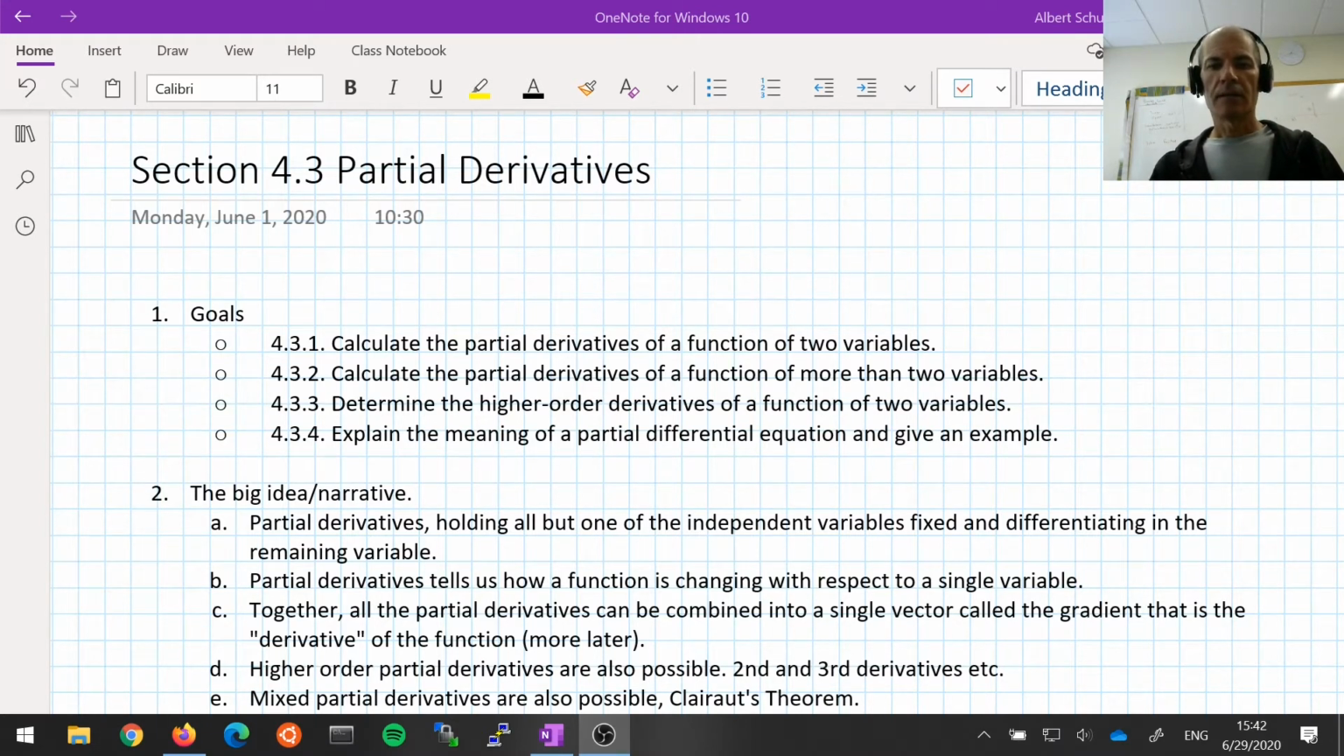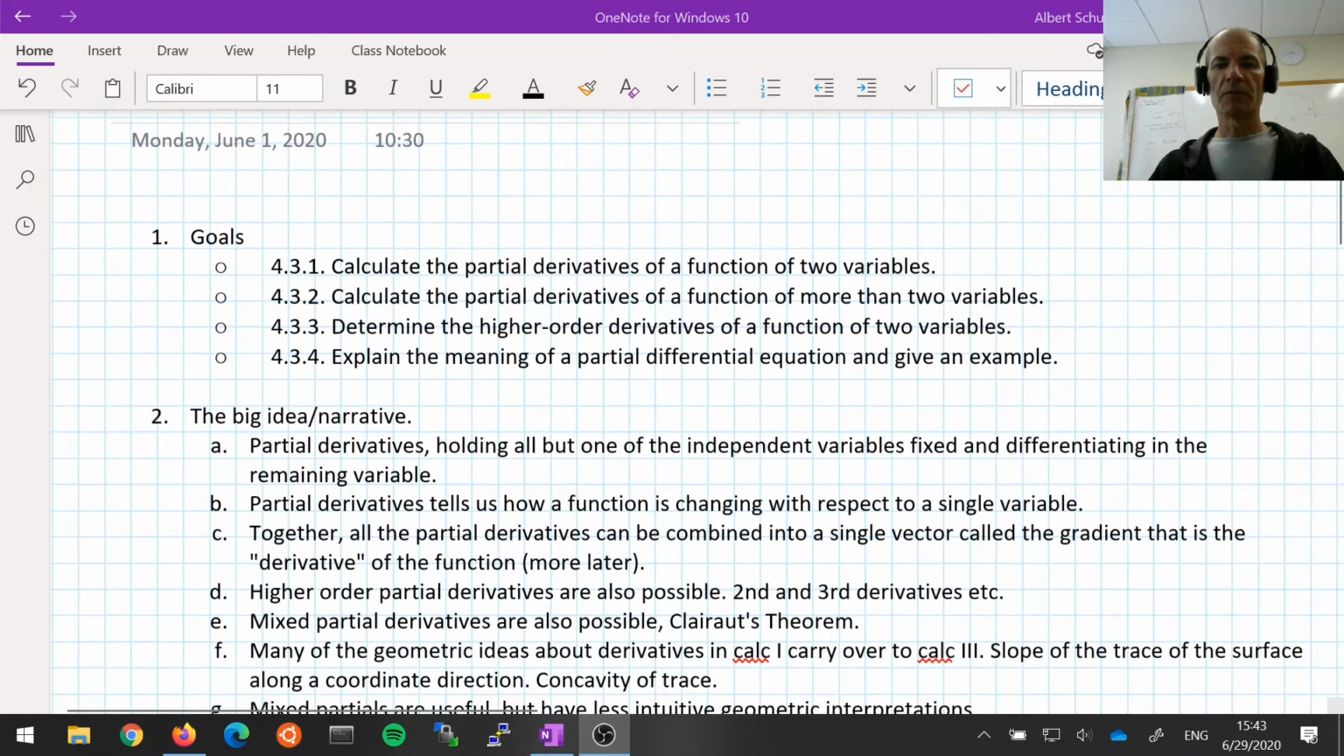And to determine higher order partial derivatives, and there's something interesting there that happens. For example, I can take the partial derivative with respect to x, and then the partial derivative of that with respect to y, and get mixed partial derivatives. So that's an interesting new feature. And then, of course, we want to understand the meaning of partial derivatives, and so we'll spend some time thinking about that.